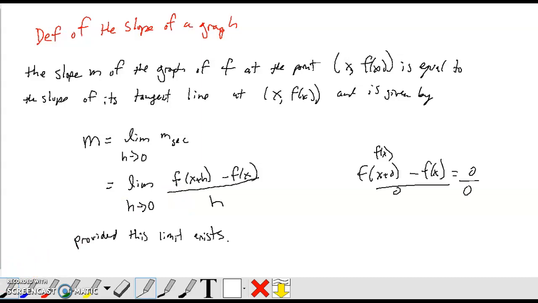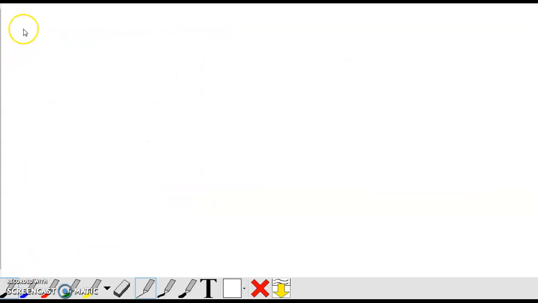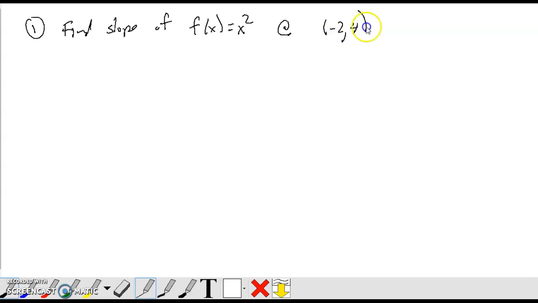So let's jump into our very first problem, okay? So example number 1, we're going to say this. Find the slope of f of x is equal to x squared at the point -2, 4. Okay, now if we were to graph this, this is a parabola, right? So obviously it'd be 0, 0. If I plug in a 1, I'm going to get a 1. If I plug a 2, I'm going to get 4. So right there, -1 gives me 1. And then 2 will give me 4.